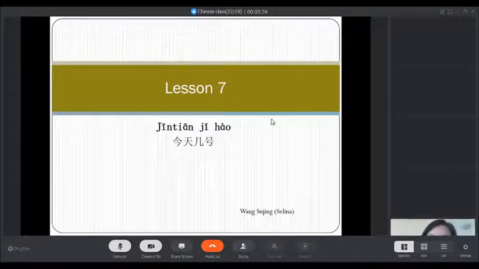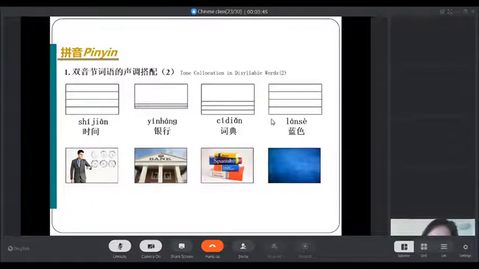Today the topic is 今天几号? 今天几号? That means what day is today? What's the date? What is the date today?